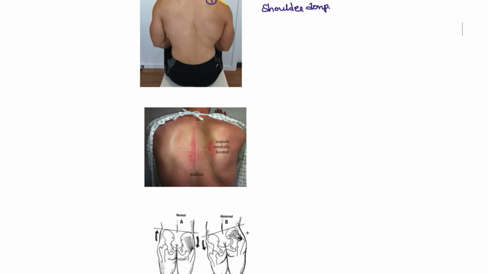Next, moving on to the Sprengel's deformity, which is also known as winging of scapula. Seen with which nerve? This is seen with the long thoracic nerve. The defect is due to long thoracic nerve injury.